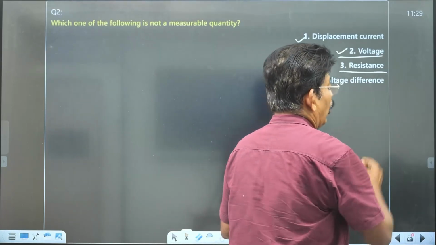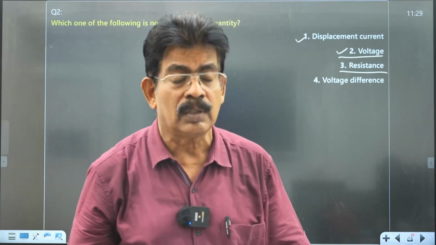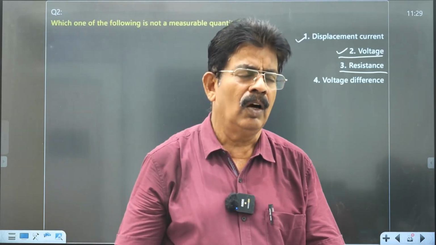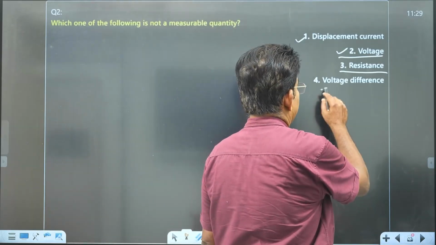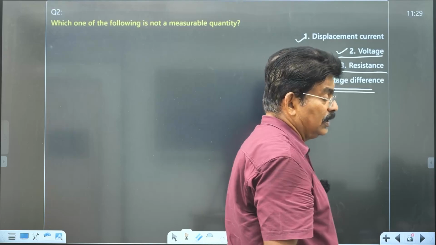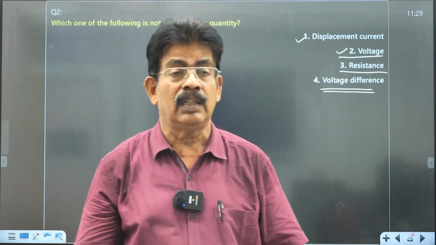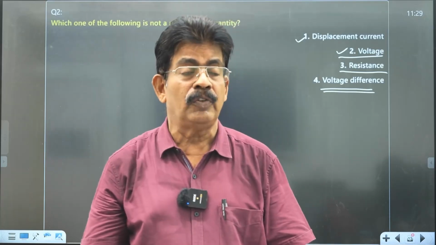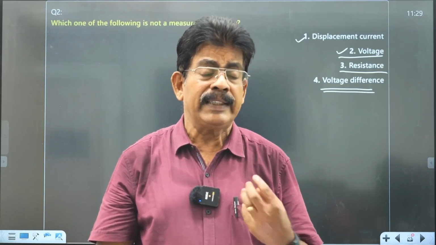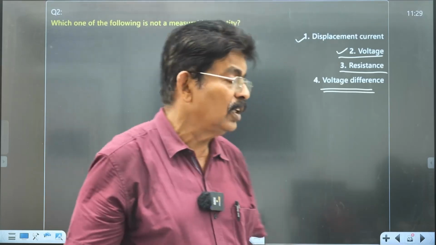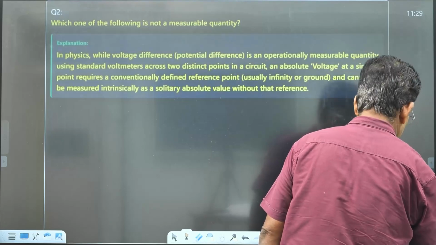Resistance, we have so many devices to measure, Wheatstone bridge, Carey-Foster bridge, so many bridges. All bridges will measure what? The resistance. Voltage difference, potentiometer, yes, we have instruments, direct voltage measuring devices, hot wire voltmeters, so we have the instrument. So logically speaking, the one we cannot directly measure is potential or voltage. So our question's answer is what? 3. Okay. The explanation I have already given.